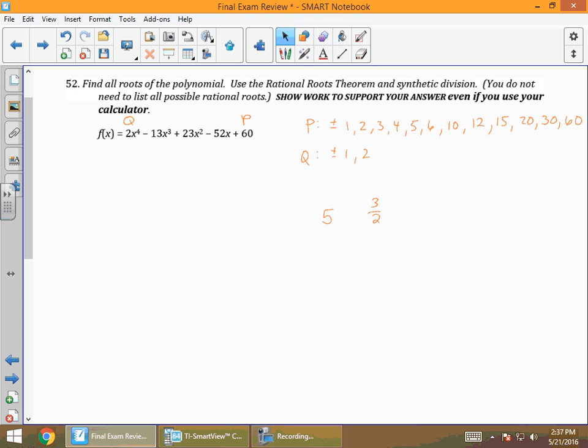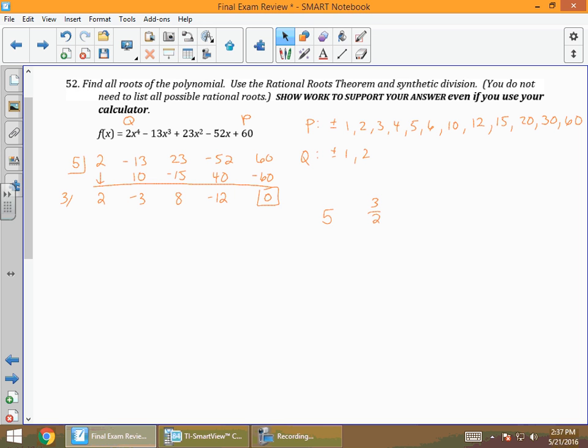So I'm going to do my synthetic division. I'm going to take my first rational root. I don't care. I'll use 5. So 2, negative 13, 23, negative 52, and 60. And you can bet when you divide this down, you better get a 0 remainder. So the first one drops straight down, it's a 2. 5 times 2 is 10. Negative 13 plus 10 is negative 3. 5 times negative 3 is negative 15. 23 minus 15 is 8. 5 times 8 is 40. Negative 52 plus 40 is negative 12. And 5 times negative 12 is negative 60, which has a remainder of 0. That better happen. We knew that was going to be a root.